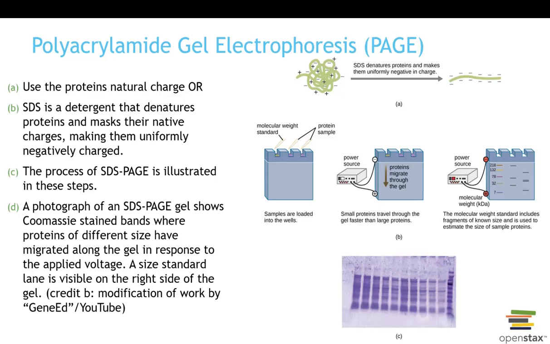Since, as you know, proteins are made of amino acids, and those amino acids can have different charges, they use a chemical called SDS in order to denature the protein and unify the protein as negatively charged. It helps when we attach it to the positive and negative electrodes, so the protein is going to move toward the positive electrode due to that negative charge that it has.